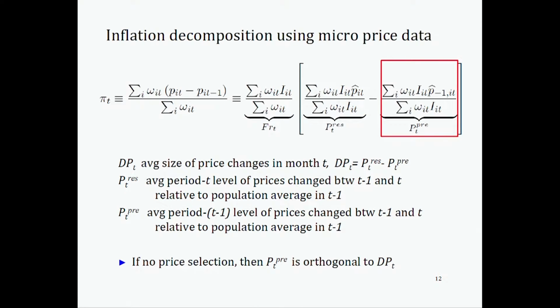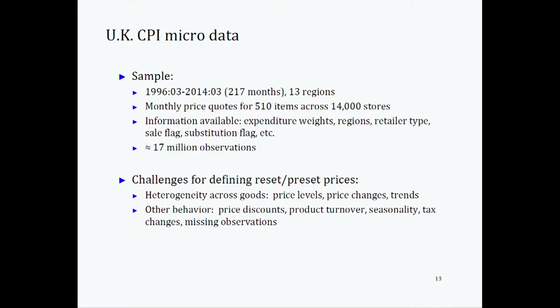Okay. So here's the data that we work with. This is the microdata published by the Office for National Statistics in the UK. This is a very rich data set. And as far as we know, it is the only microprice data of this class available publicly. All others are subject to access restrictions. It's very rich. It covers about 60% of the consumption basket faced by British consumers.